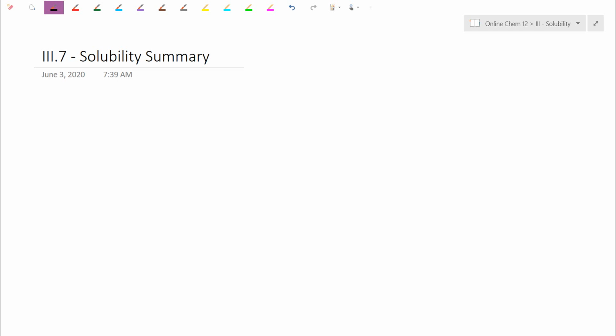Morning, everyone. So I wanted to overview some of the main concepts that we hit in this solubility unit here. Hopefully it will be useful for highlighting some of the main themes and going over some practice questions.